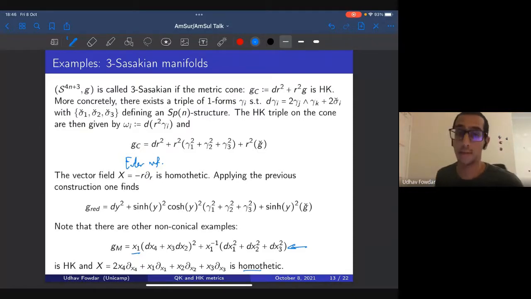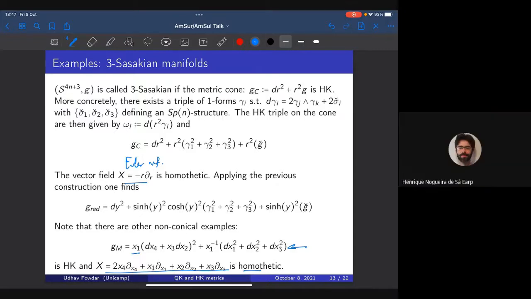But it's very difficult to actually extract the metric explicitly, because this vector field in particular is not a gradient vector field. In the previous case it was, which made life a bit easier. Okay. Any question about this example? I think we're good. Okay.